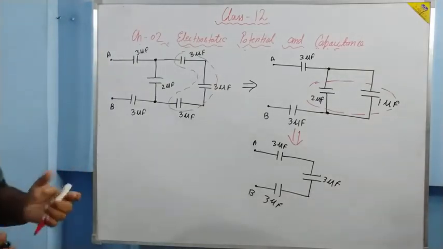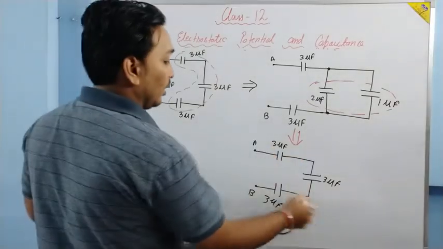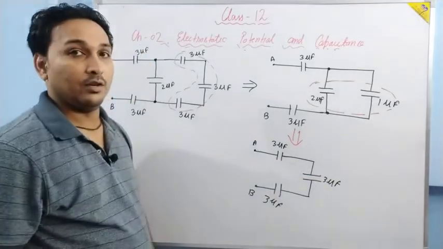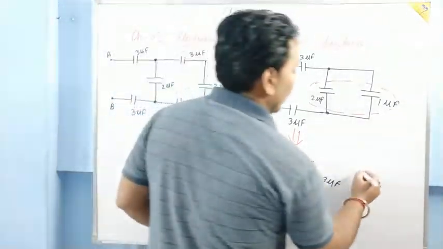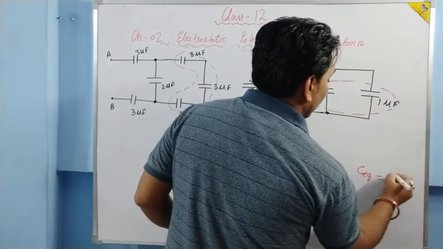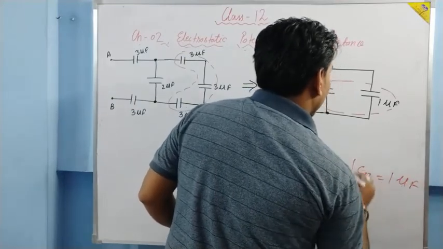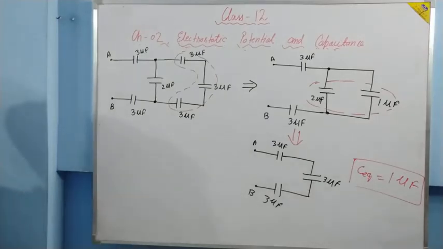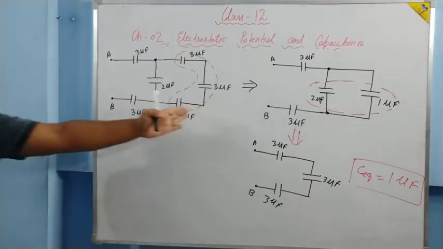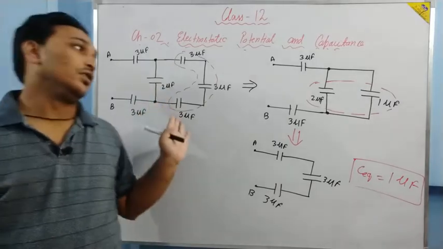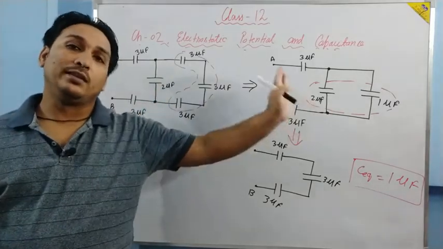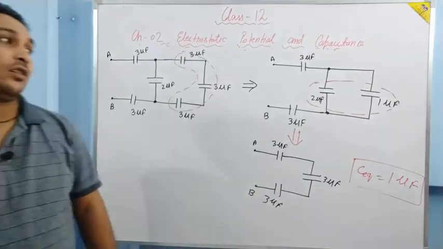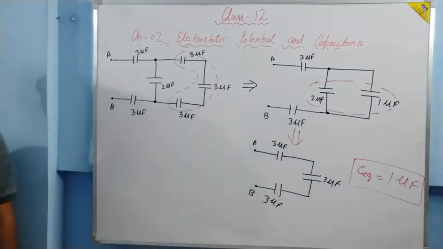Now what will happen? 3, 3, 3. All these are in series because they are in the same branch. 1 by 3 plus 1 by 3 plus 1 by 3. 3 by 3. The answer is what? C equivalent is what? 1 microfarad. 3 by 3 is what? Simple question. Okay. So many capacitors were given, but the circuit is reduced to this, and then this circuit is reduced to this. Easy. Is it clear? So this is how the questions of capacitors are solved.